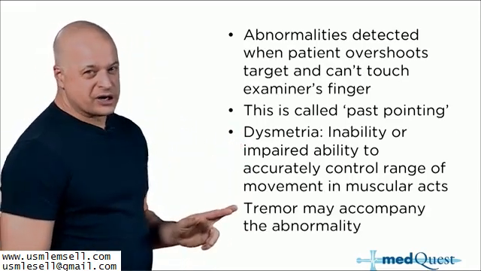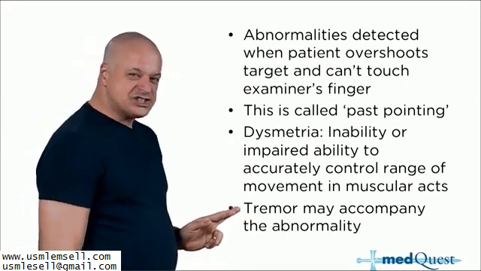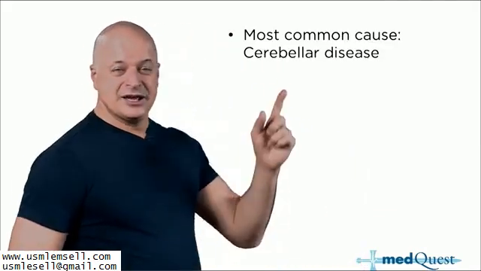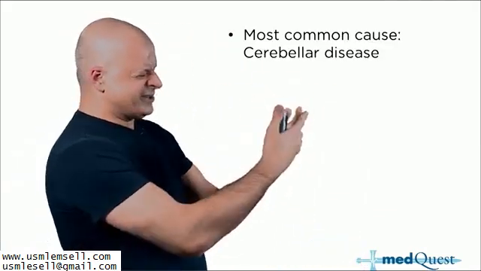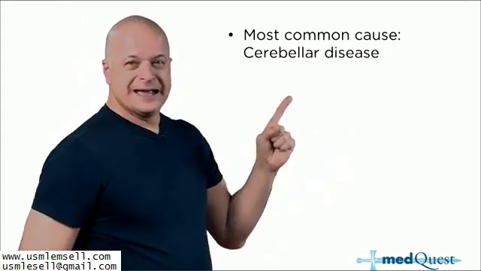Now, the tremor is not relevant. See where it says tremor can accompany the abnormality? Yes, it's true. You can have a tremor accompanying an abnormal cerebellar test, but it doesn't change anything. Even though you say I'm past pointing, I'm moving the wrong way, it doesn't change anything.